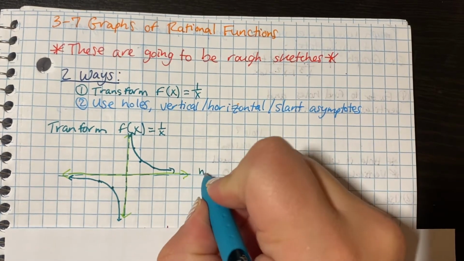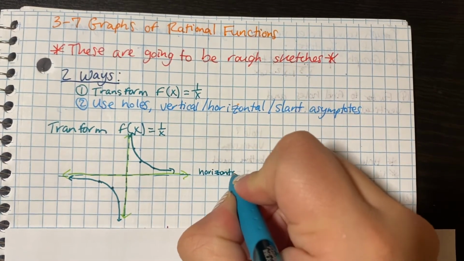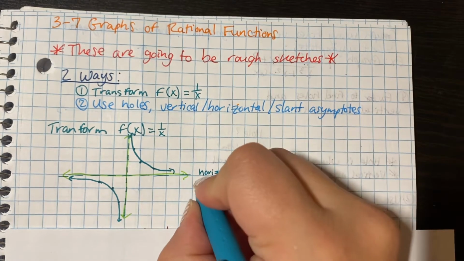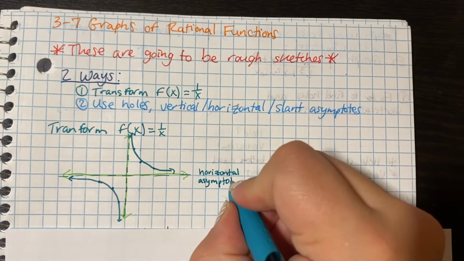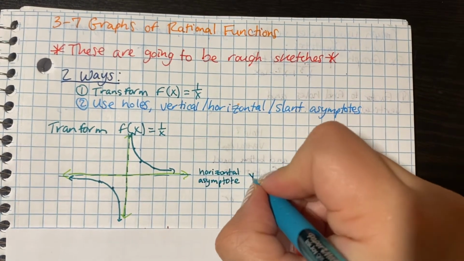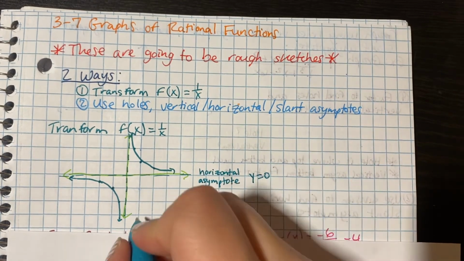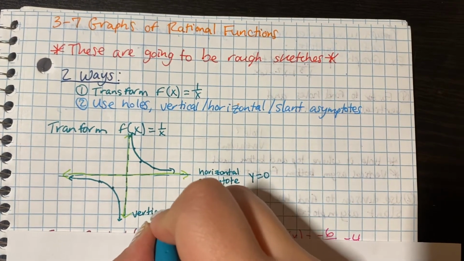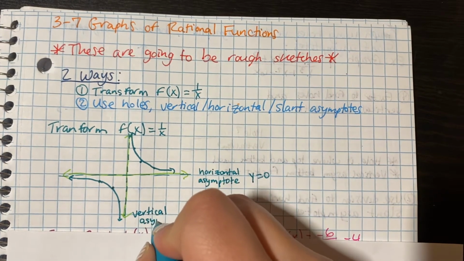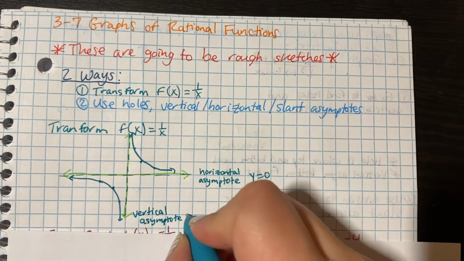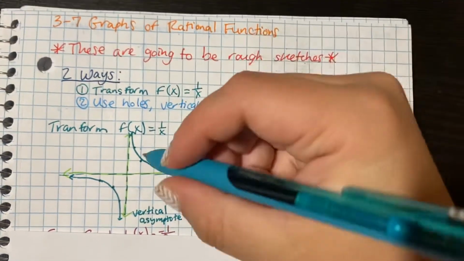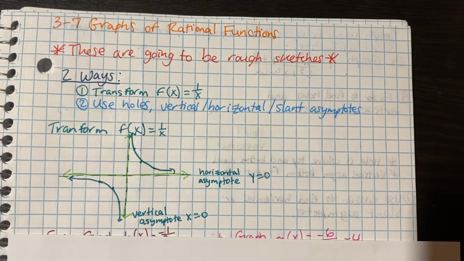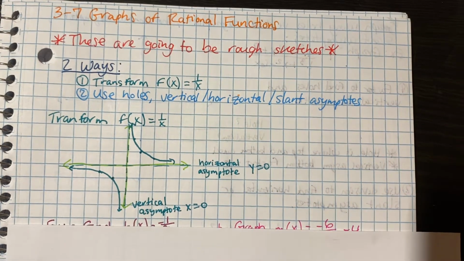So this one has a horizontal asymptote. We said it, but I'm just going to write it down. So horizontal asymptote at y equals 0. And it has a vertical asymptote at x equals 0. All right. And we could mark down these points, but I think you got those. All right, so that's our parent graph for 1 over x.